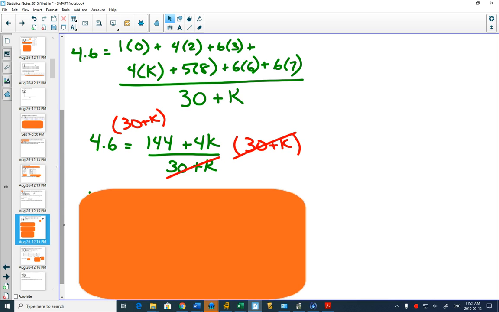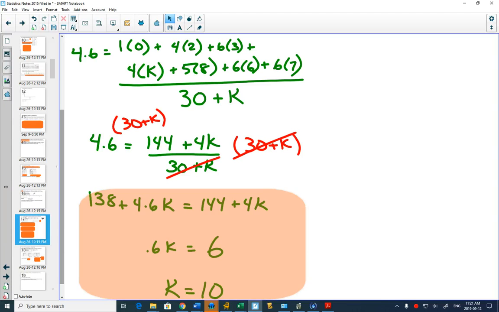How do we solve for k? Something about the IB course is that you have to make decisions. The numbers in this one look like it would be a calculator question. But at this point, I'm still working algebraically because it's not too bad. If I multiply both sides by 30 plus k and distribute on the left, I can isolate k and divide and find out that k is 10.